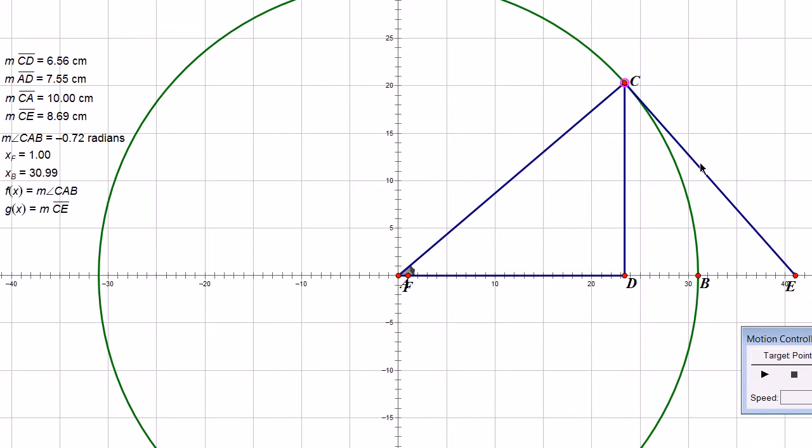CD measures the sine. In all reality, it's DC, which you really want to think about. And AD calculates the cosine, and CE the tangent. And these are all the geometric calculations. You know that CD divided by AD times AC equals CE. You know that sine over cosine times the hypotenuse is the tangent, or just sine over cosine. It's a unit circle. This is a 10-unit circle.